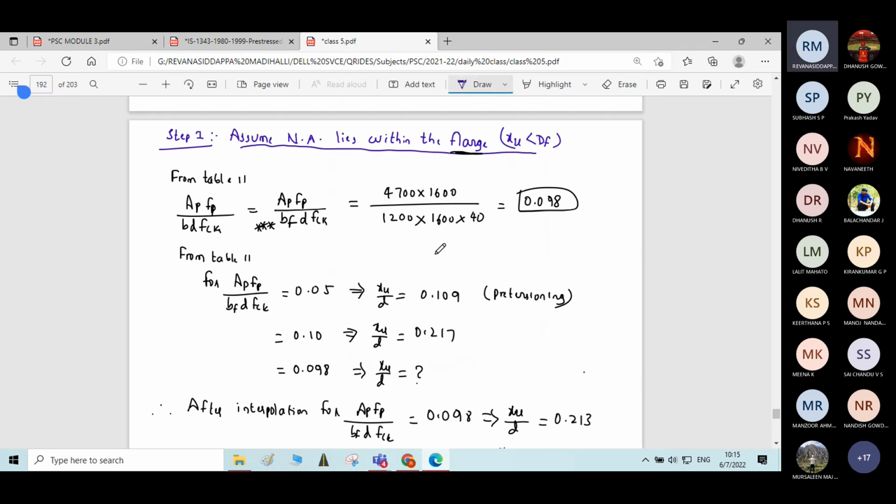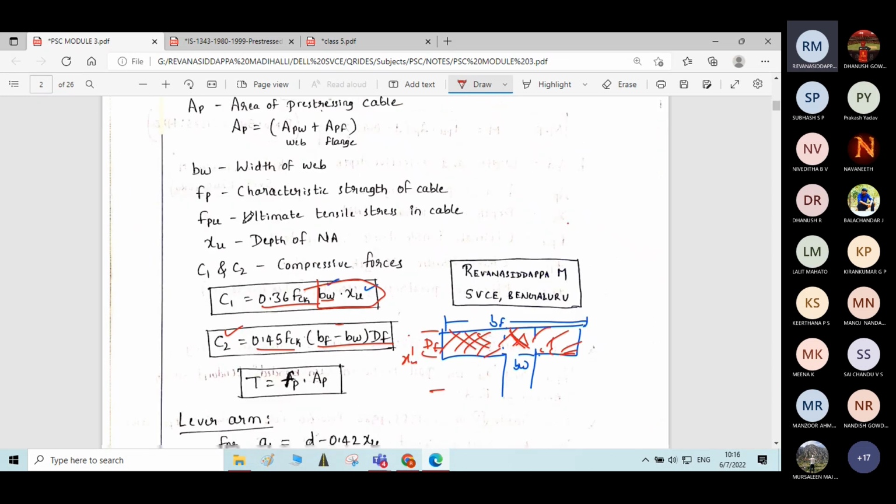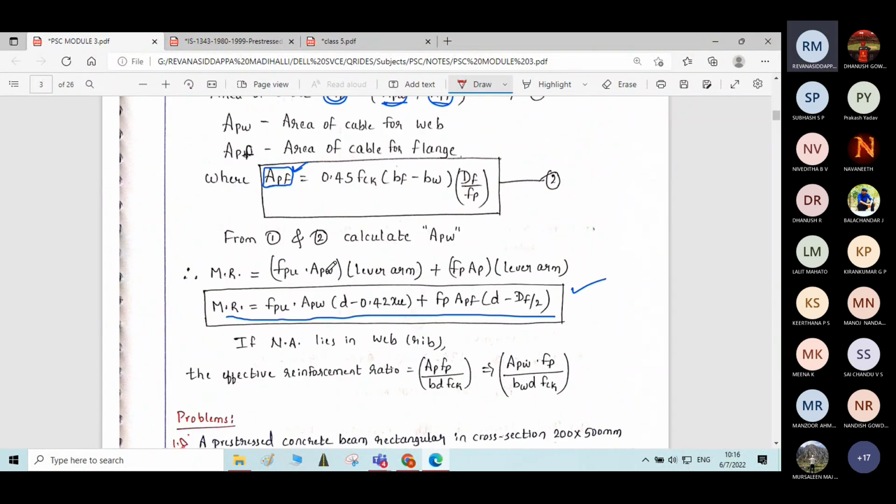This is step 1, students. What is step 1? To find the location of the neutral axis, whether it lies in the web or the flange. For that, what I have done is initially I assumed one particular case, that neutral axis lies within the flange. I have done the corresponding calculations. Finally, I got depth of neutral axis as 340.8 mm, which is greater than depth of flange, which means that the neutral axis does not lie in the flange, it is lying in the web portion. Now we came to know that neutral axis lies within the web. If the neutral axis lies within the web, then the procedure for finding the moment of resistance is different.